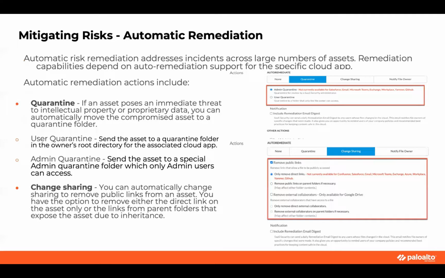Automatic remediation is best when you have a large number of similar incidents. Again, the remediation options depend on the specific cloud app. The first option is quarantine. When an asset poses a threat, we can quarantine, which is either user quarantine or admin quarantine.